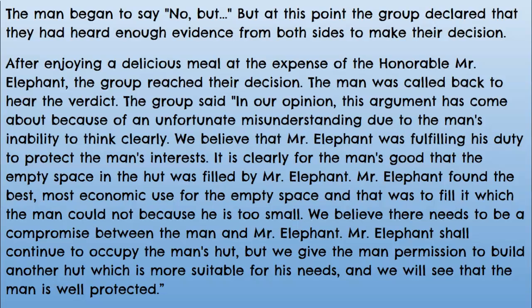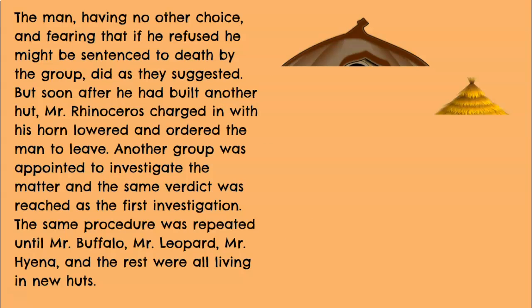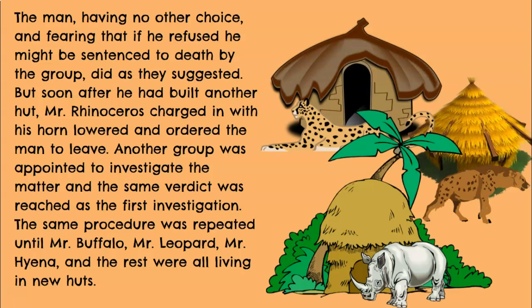We believe there needs to be a compromise between the man and Mr. Elephant. Mr. Elephant shall continue to occupy the man's hut, but we give the man permission to build another hut, which is more suitable for his needs, and we will see that the man is well protected." The man, having no other choice, and fearing that if he refused he might be sentenced to death by the group, did just as they suggested.